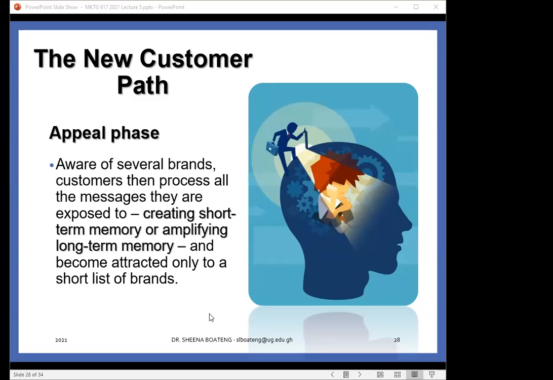Good, right? So at the appeal phase, we are using all this information to not only create short-term memory, but also amplify our long-term memory, which together will help us to create a short list of brands from the long list of brands that we obtained in the beginning at the aware phase, right? So this short list is a refined version of the long list that meets certain criteria based on the short-term memory we have created, as well as our long-term memories that have been amplified, right?